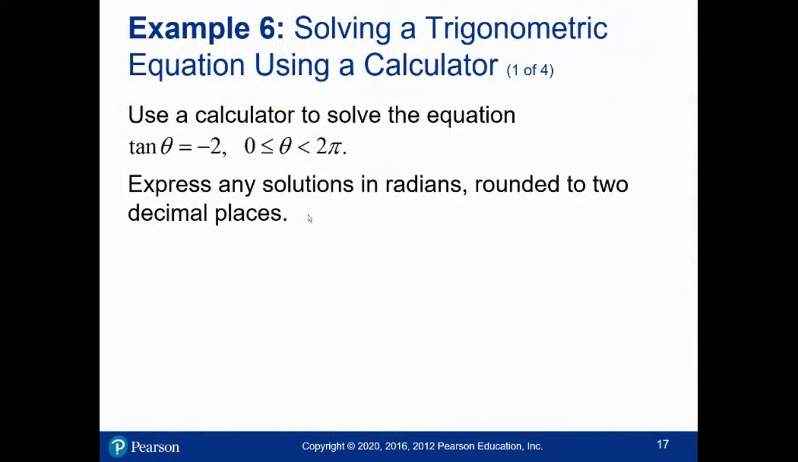Okay, let's do another. Find all angles in between 0 and 2 pi for which the tangent is -2. Okay, we're going to need to use a calculator.